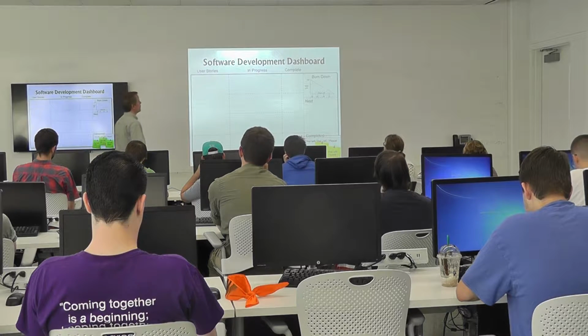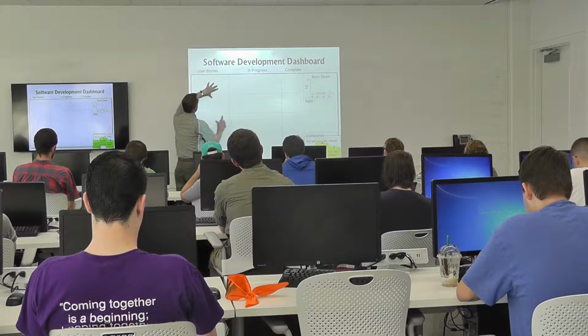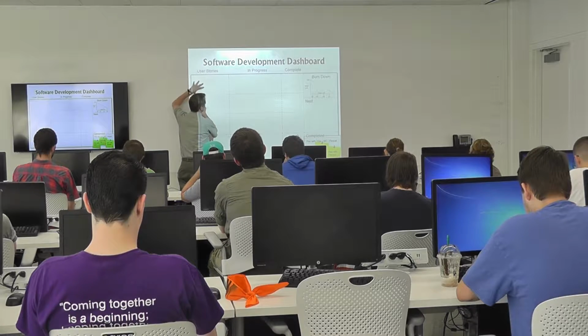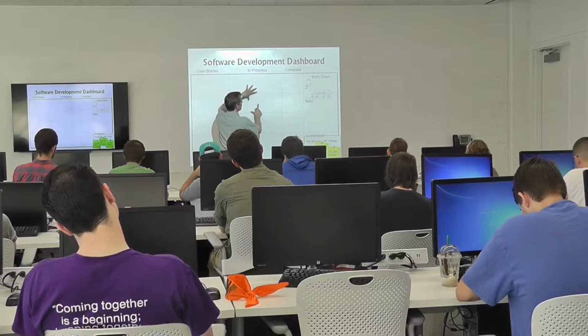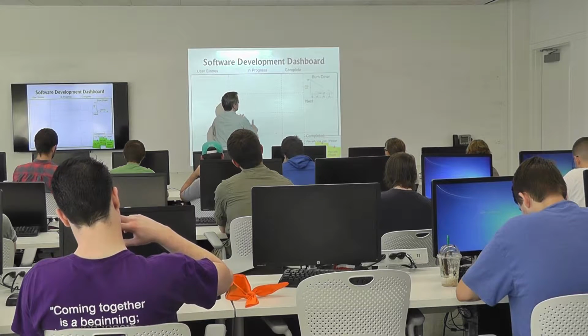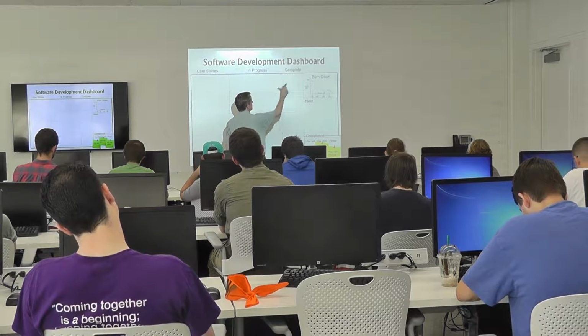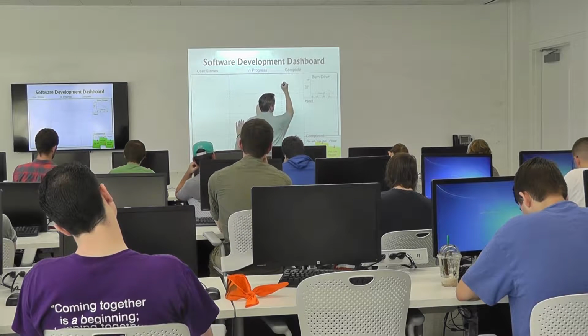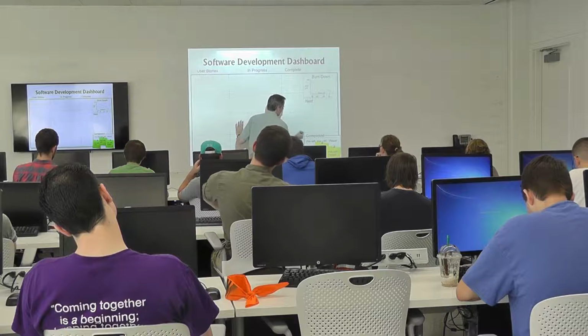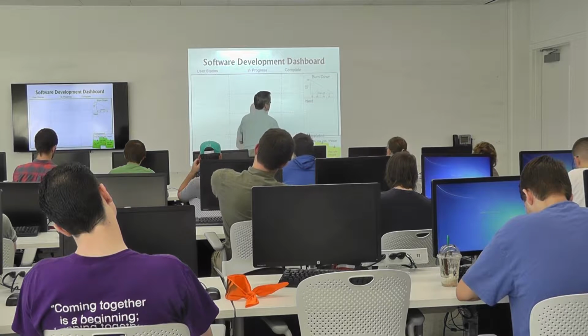So this was our software development dashboard. Do you remember how this was? We started with all of our user stories over here, and then one by one we moved them over to in progress when we were actually working on them. And then as we got our tasks done for each user story, we moved them over here to complete. Eventually, of course, we get our entire user story done. At that point in time, we moved it down to our completed section.